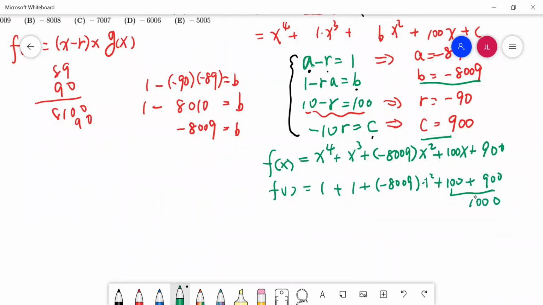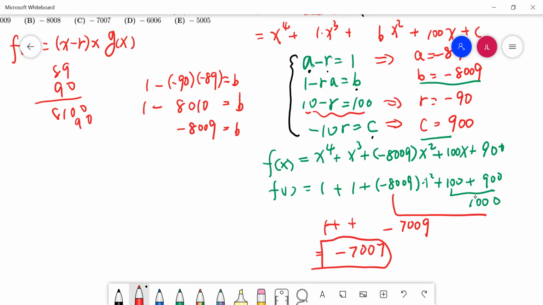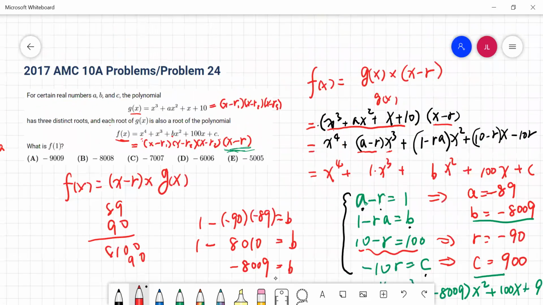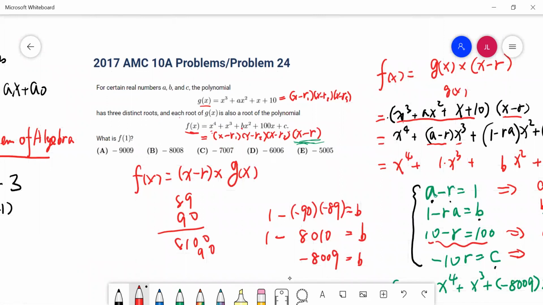Okay, so then you can see this is 1,000. So this is a positive 1,000. Then this part is negative 8009. So we have positive 1 and positive 1, add this. So we have the answer: negative 7007. Okay, that will be our answer. Okay, go check the choices. Negative 7,007. That will be the answer.